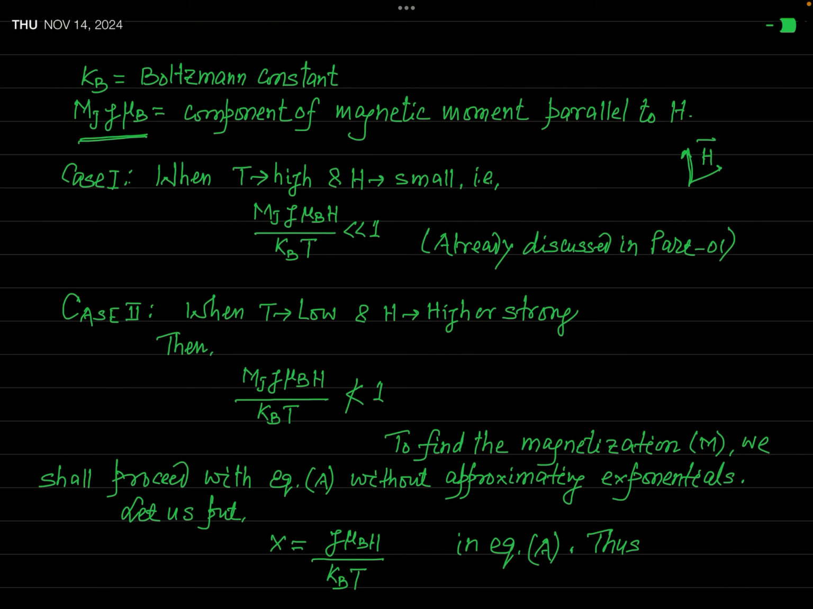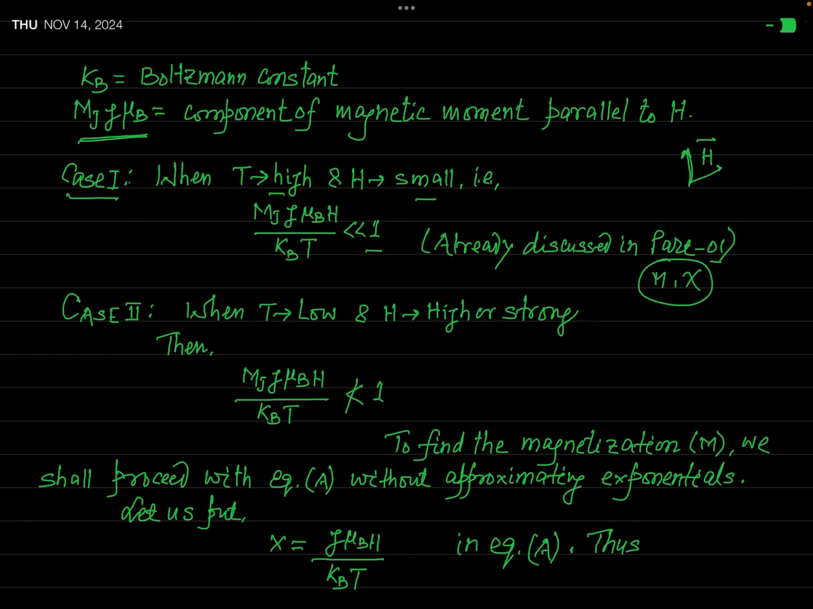In our first case we discussed the situation of T high and H small, that is, M_J g mu_B H over k_B T is much smaller than 1. In this situation, the value of M and the value of chi we have already discussed in the first part of the lecture.